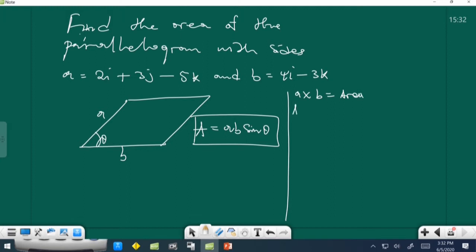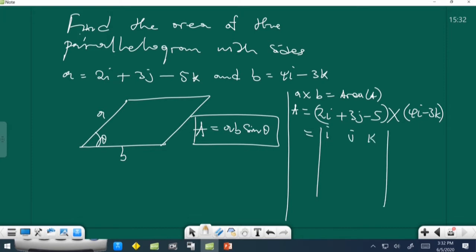So that area is equal to 2i plus 3j minus 5k cross product 4i minus 3k. So you do that, we have i, j, k, and we have 2, 3, minus 5, and here we have 4.